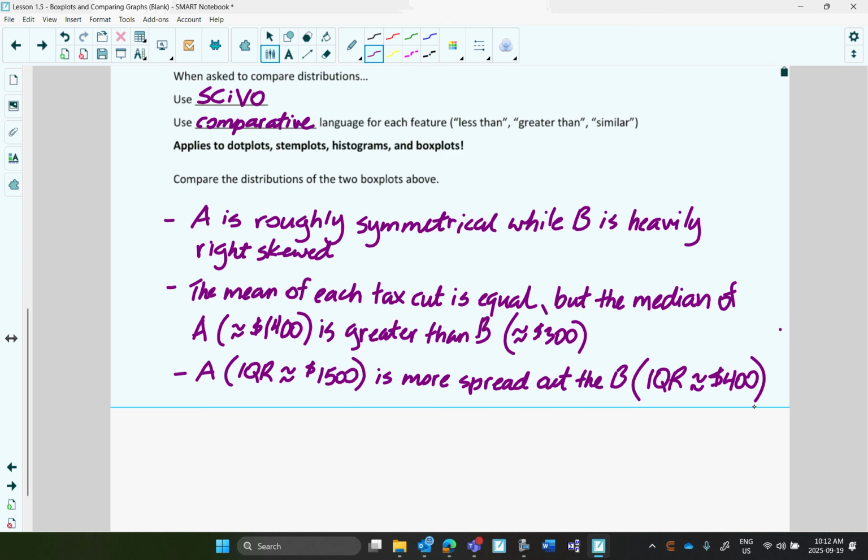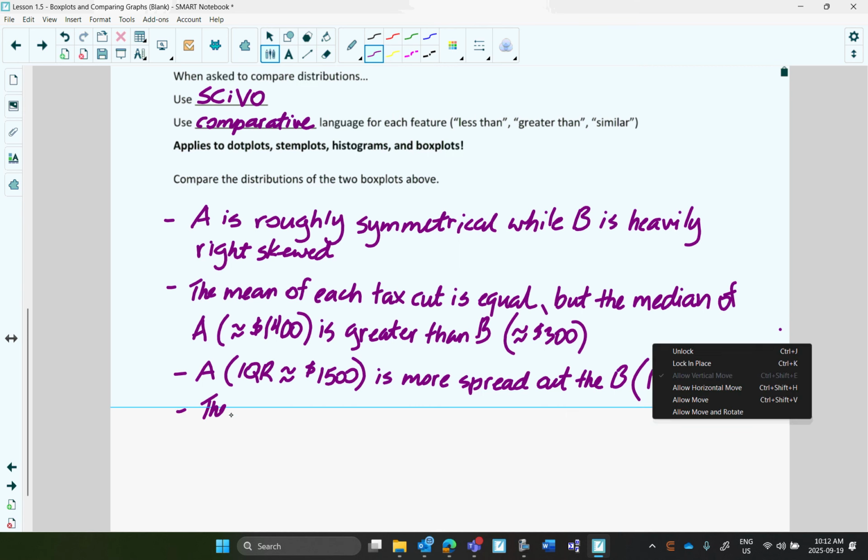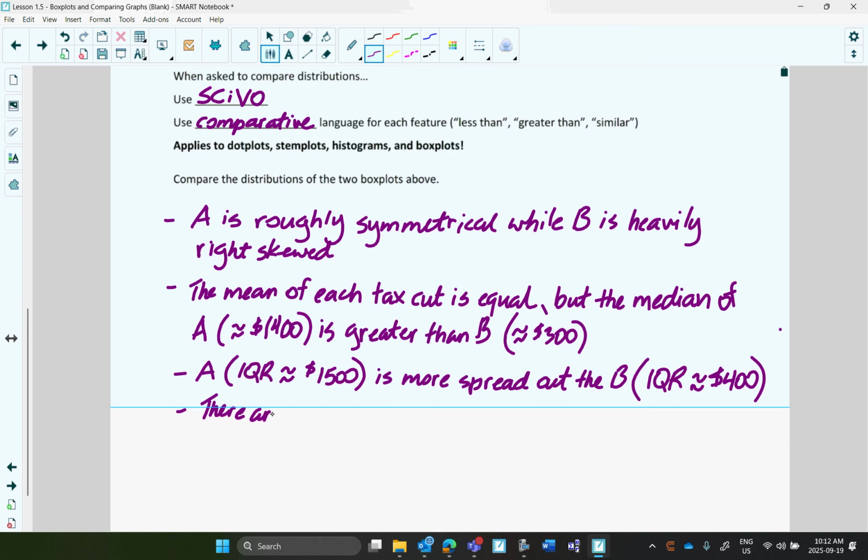Sorry, I should have given you more space here. And finally, the outliers. That should be pretty obvious. There are no outliers in A, while B has multiple outliers.